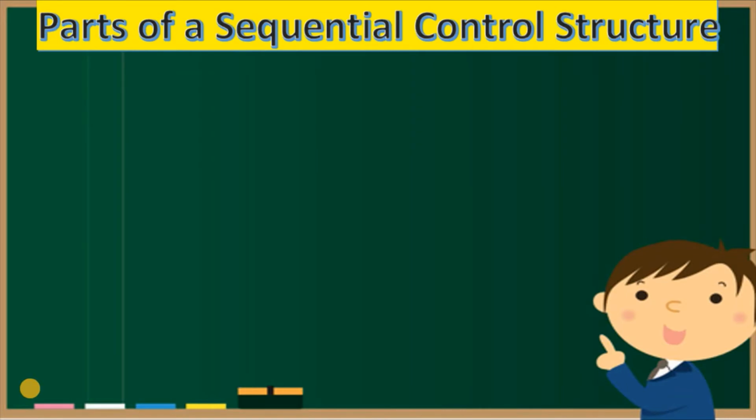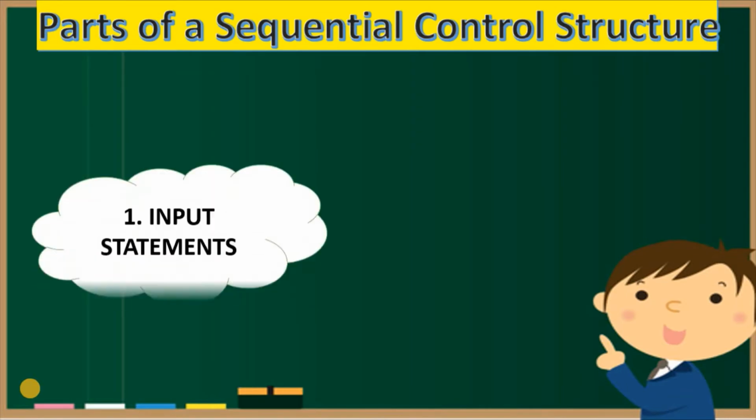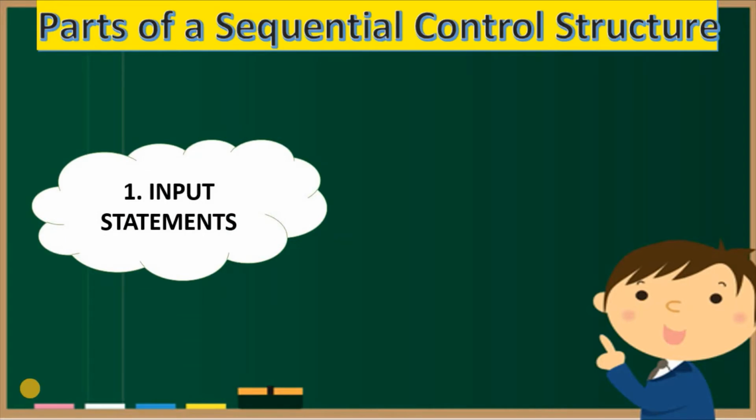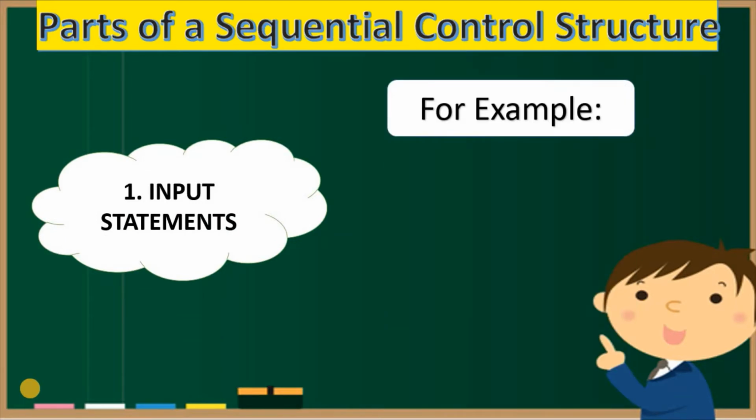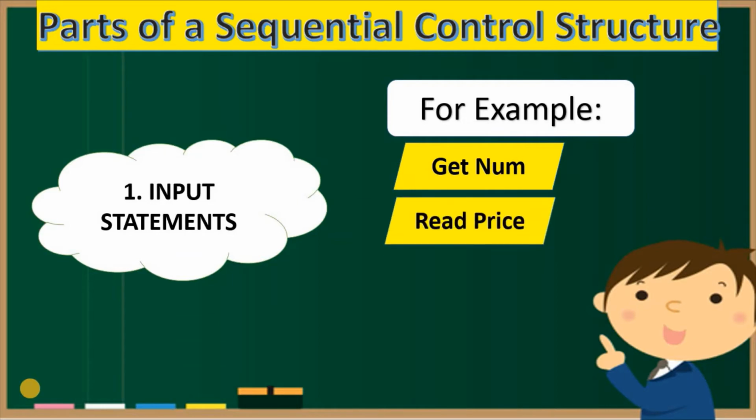Parts of the sequential control structure. So we're looking at the 4 that were in the list. So input statements, examples, some of the key terms that are associated with our input statements are to get. So if we want to get a number from a user, then we would use the keyword get. Also, we can use a read, right?